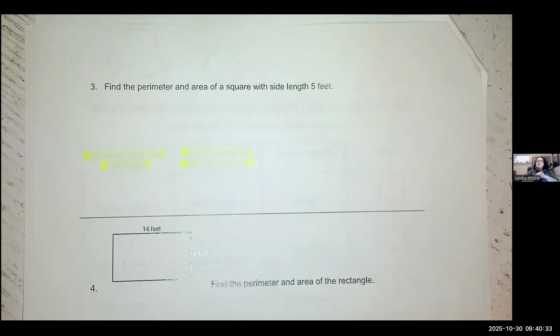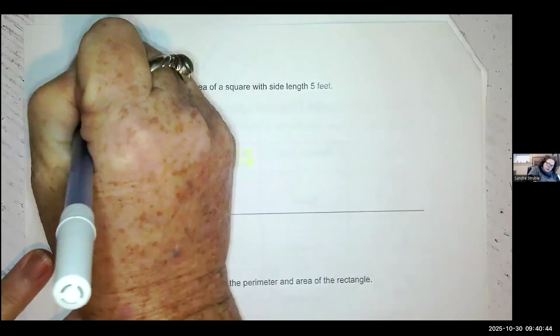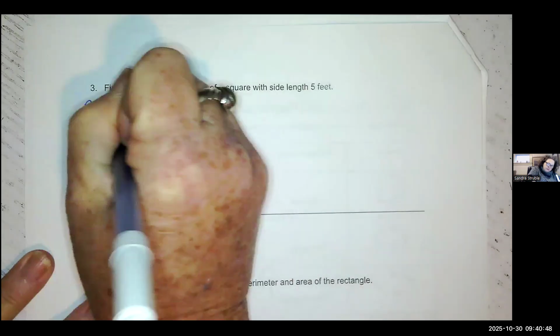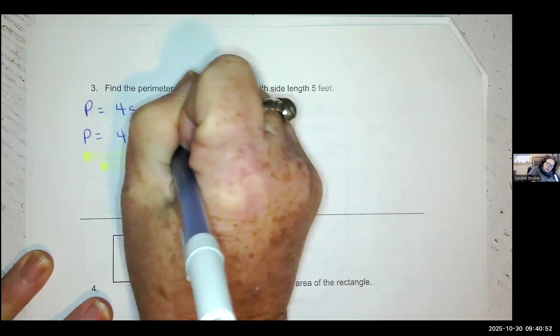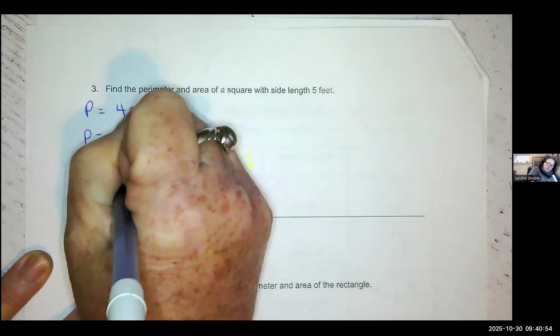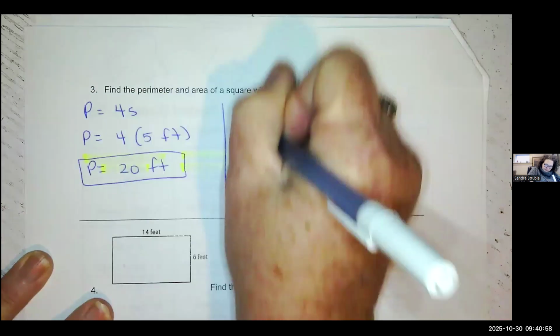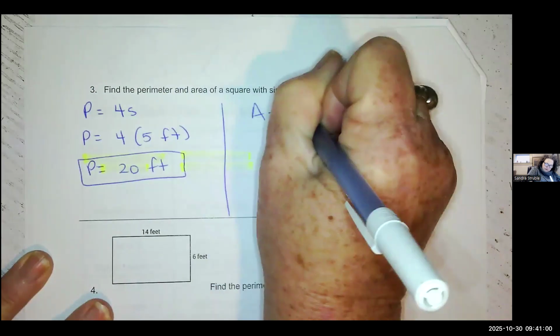Next one is find the perimeter and area of a square with side length 5 feet. Pause the video, attempt this one yourself, and come back to see how you did. So perimeter is 4s. 4 times 5 feet. 4 times 5 is 20. Same unit as the original. Area. Side squared. 5 feet squared.